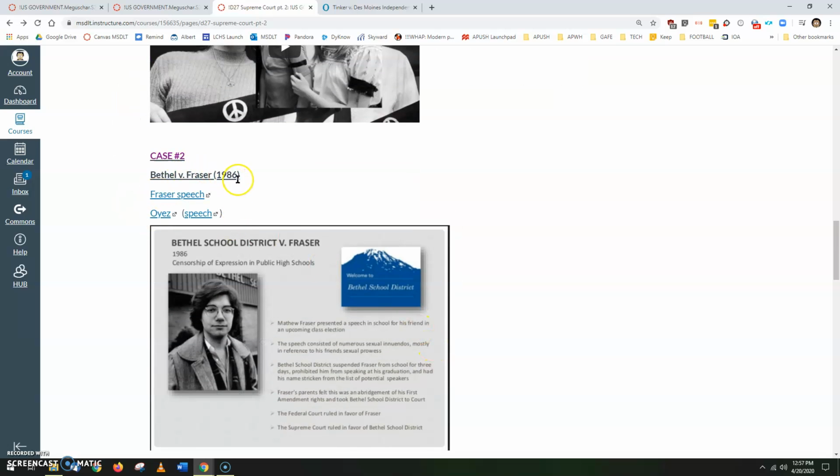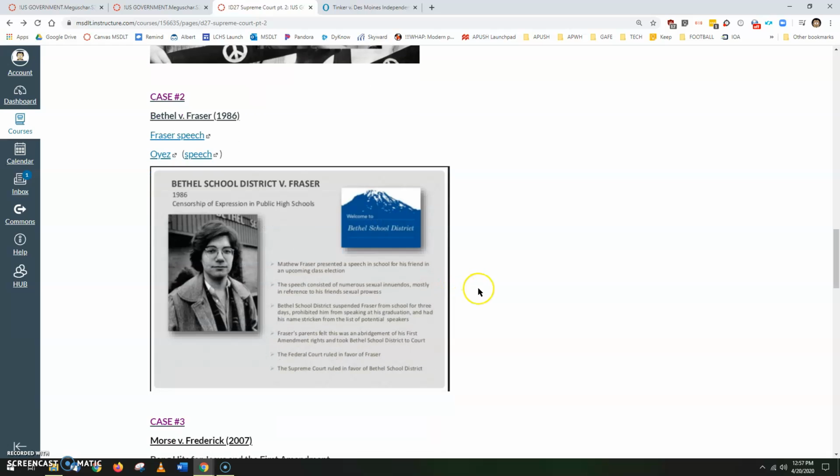Bethel v. Frazier is another case, 1968. It's kind of interesting as well. So this is a young man who was giving a speech during student elections, a speech for one of his friends. As it says right here, the speech consisted of numerous sexual innuendos, mostly in reference to his friend's sexual prowess. If you actually want to read the speech, it is right there, and he basically talks about how his friend has a lot of potency and power and so on, but it was very sexual in nature.